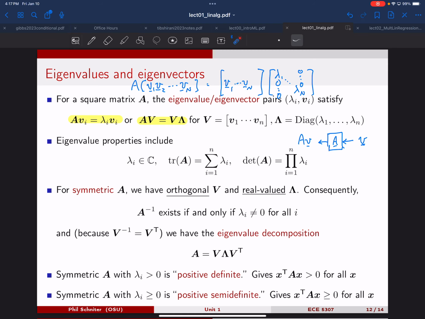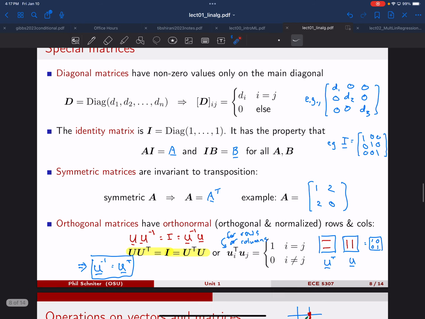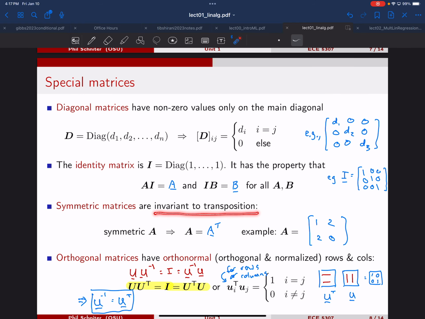What's meant by symmetric? A symmetric matrix is a matrix that is invariant to its transposition. So it's a matrix for which if you transpose it, you get the same thing. When you look at it, the upper right quadrant and the lower left quadrant are mirror images.